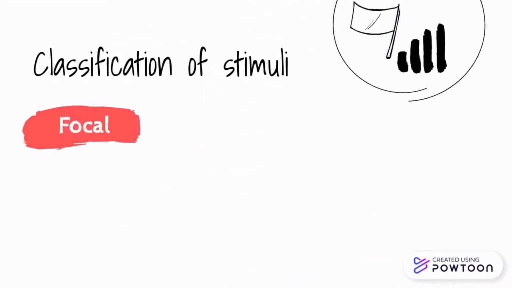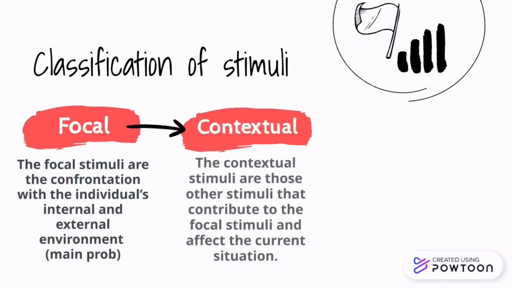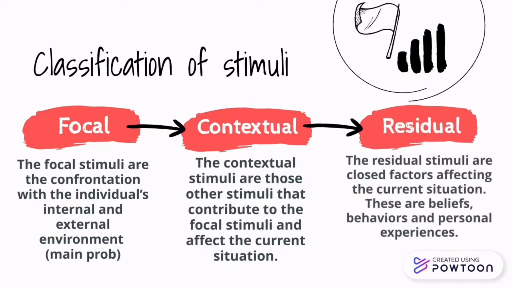So here are the classifications of stimuli. The first one is the focal. The focal stimuli are the confrontation with the individual's internal and external environment, or the main problem. Then we have the contextual. The contextual stimuli are those other stimuli that contribute to the focal stimuli and affect the current situation. Examples of contextual stimuli are financial and physical resources, presence or absence of support systems, clinical setting, and others. Then the third is the residual. The residual stimuli are other factors affecting the current situation. These are beliefs, behaviors, and personal experiences.